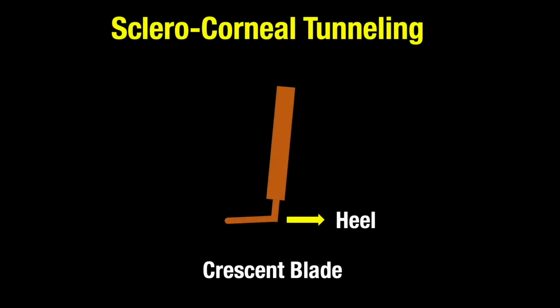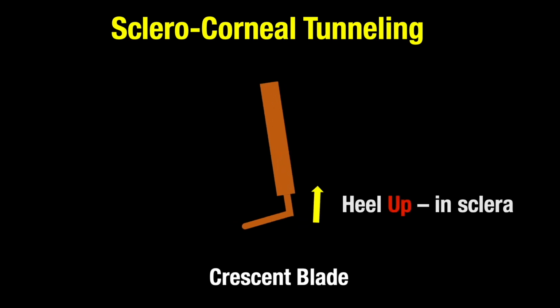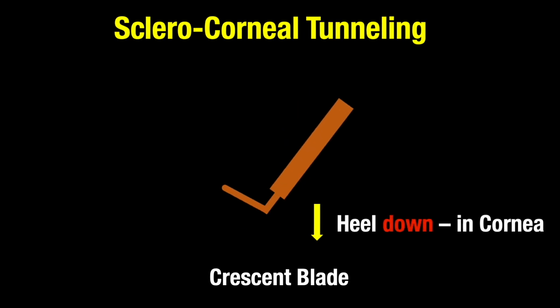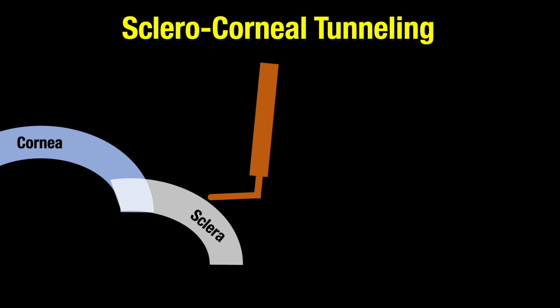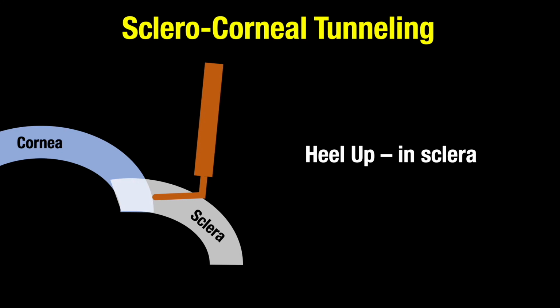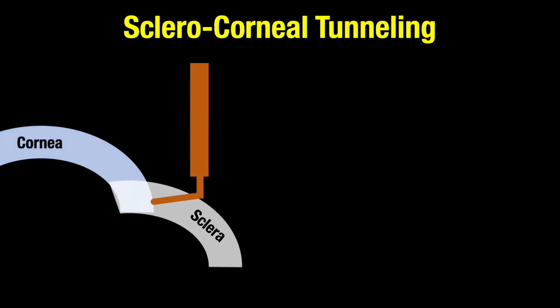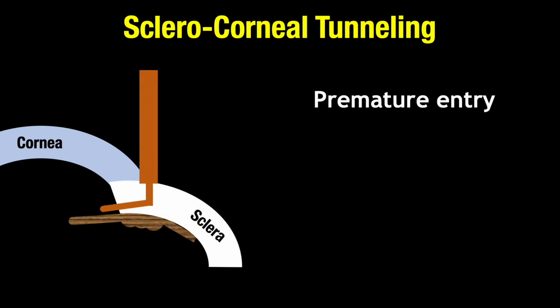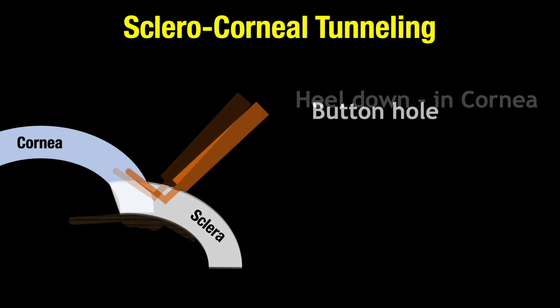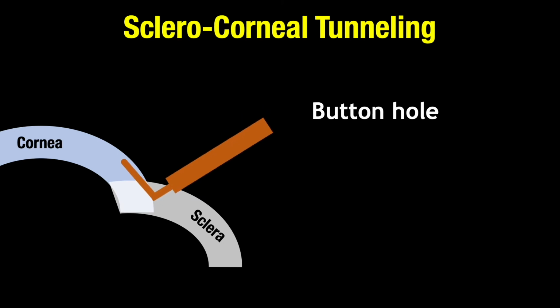To make a sclerocorneal tunnel, we use a crescent knife, and we always teach the residents to get an ideal tunnel. We need to keep the heel of the crescent up while dissecting the sclera and heel down while dissecting the cornea. This is done to follow the curvature of the globe. If we don't change the direction, then we will land up in premature entry, and if we lift too much, we will end up in a buttonhole.